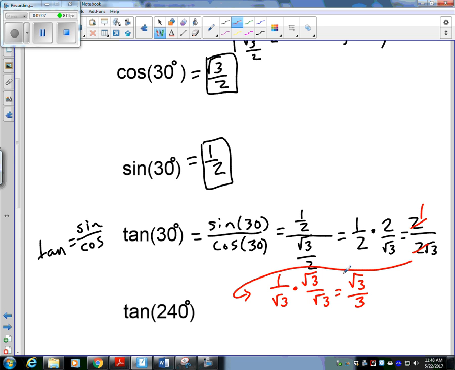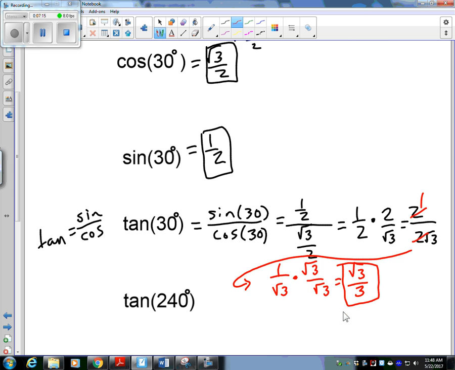So the tangent of 30, you can check this on your calculator, but tangent of 30 is the square root of 3 over 3. So the tangent of 240.